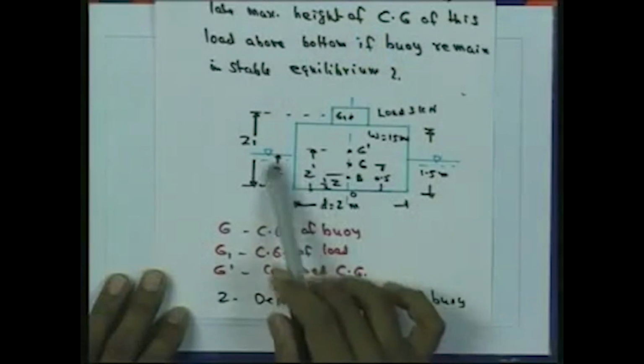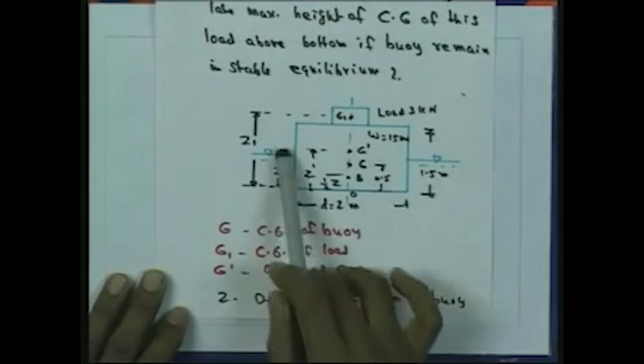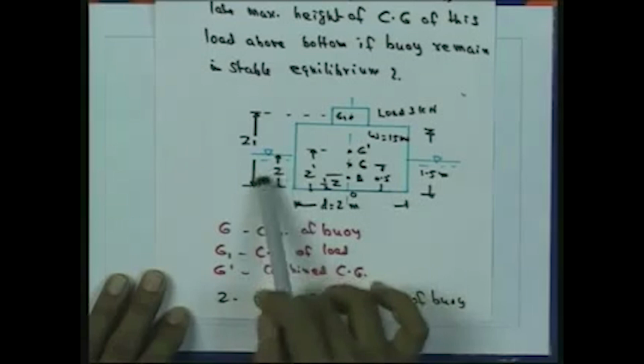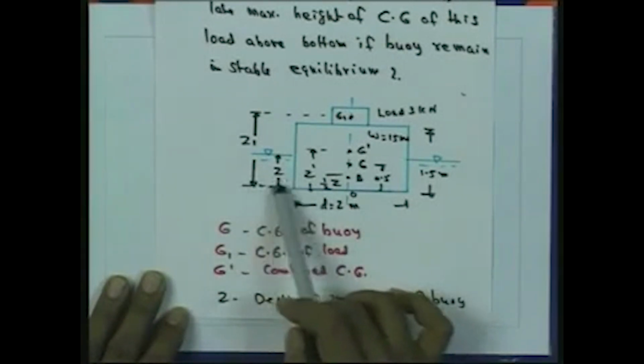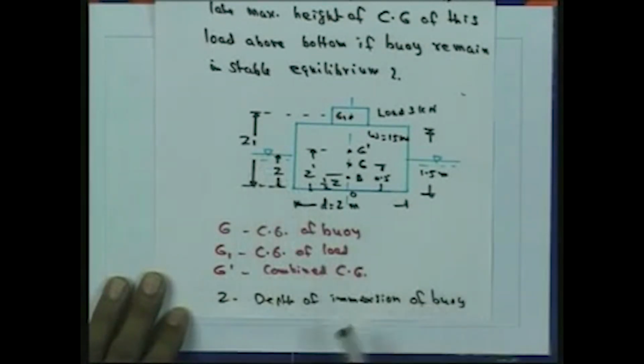Z is the depth of immersion of the buoy. Say this is the position of the sea water. The buoy is immersed to a depth of Z as shown in this figure. Z is not given, we have to find this Z. So, Z is the depth of immersion of the buoy.